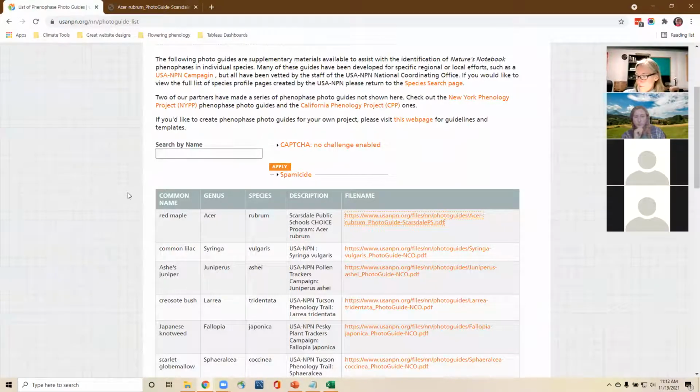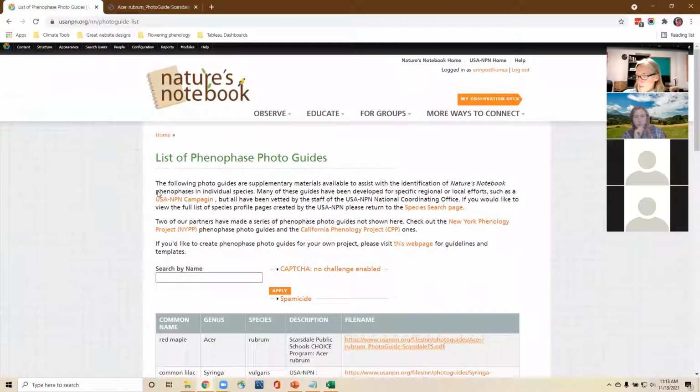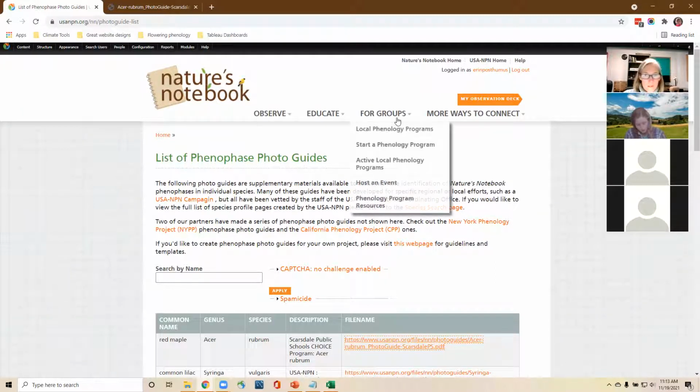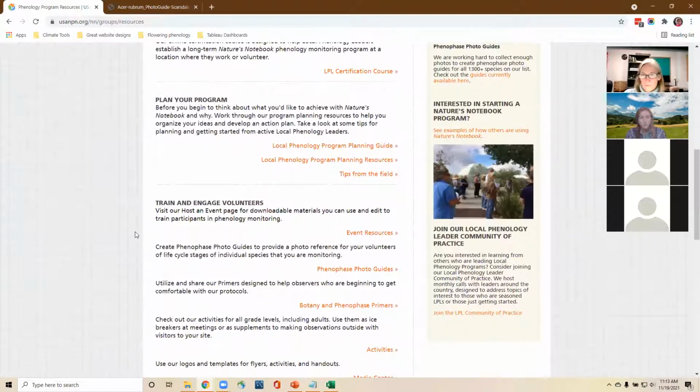And because we don't have these guides for all of the species, I also wanted to point out that we have a photo resource on our SmugMug page. The place to get to that is under the 4 groups, which is the hub for local phenology programs. Under this phenology program resources page, if you scroll down, you'll see this under the train and engage volunteers, Phenophase photo guide page.